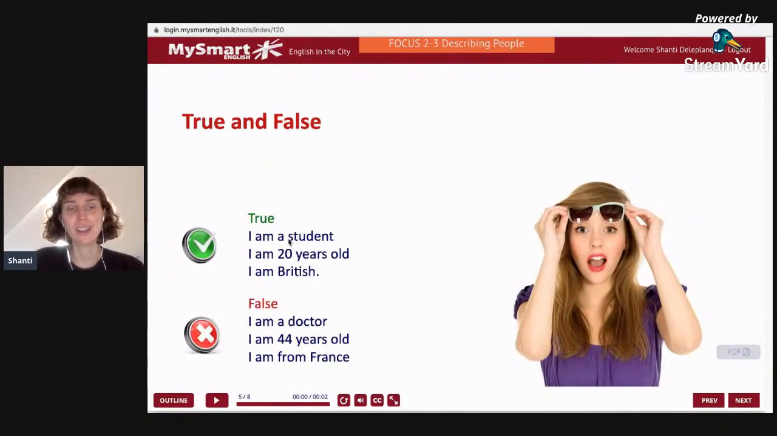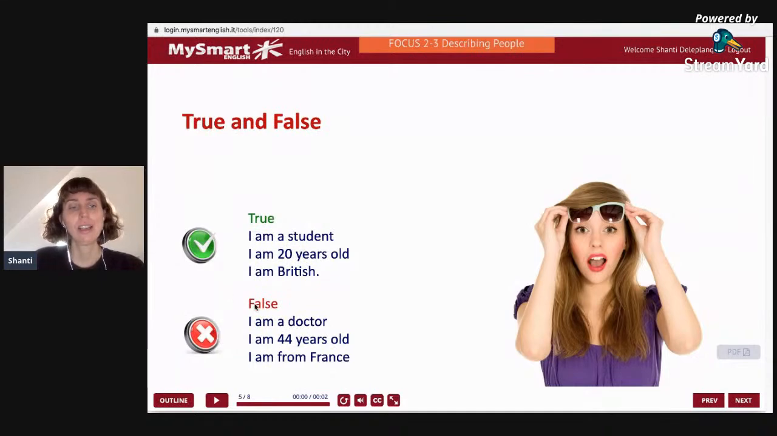Here we have some examples about this person. For example, true. I am a student. I am 20 years old. I am British. With the verb be, we can describe your job, your age, and your nationality.